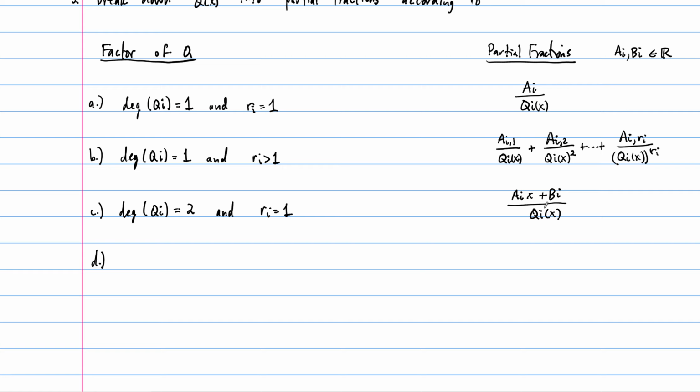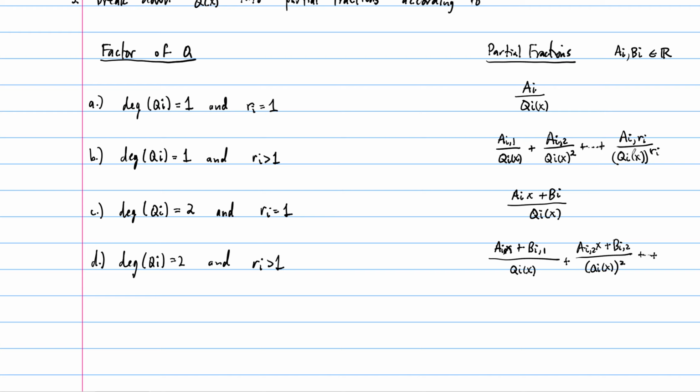All right, and at this point, you can probably guess what's going to happen when there's multiplicity. Well, you just have to repeat this, right? You have to repeat this linear over quadratic term for each multiplicity. So if the degree of q sub i is 2 and the multiplicity is greater than 1, then what do we end up with? Well, we have a sub i1 times x plus b sub i1 over q sub i of x, plus the next term is going to be a sub i2 times x plus b sub i2, that's over the quadratic term squared.